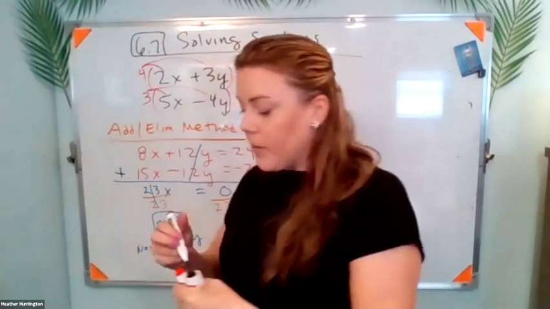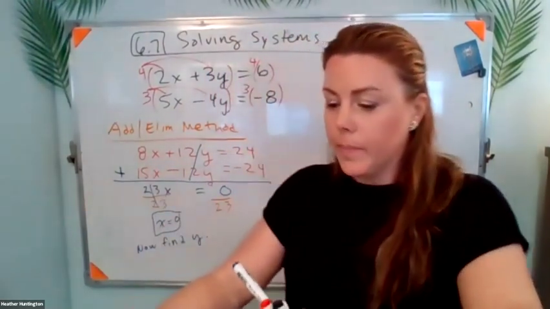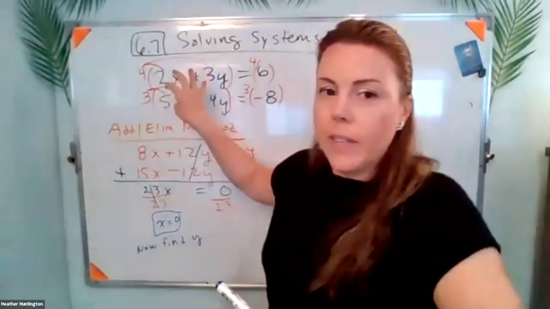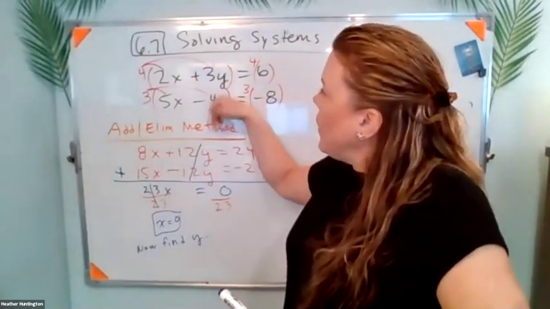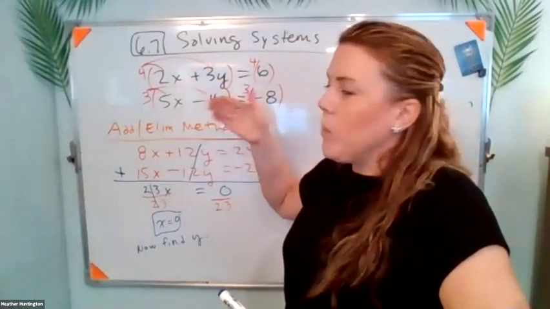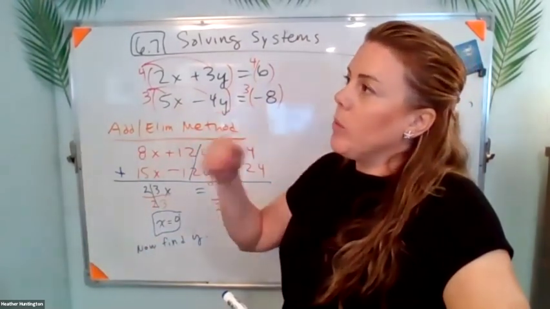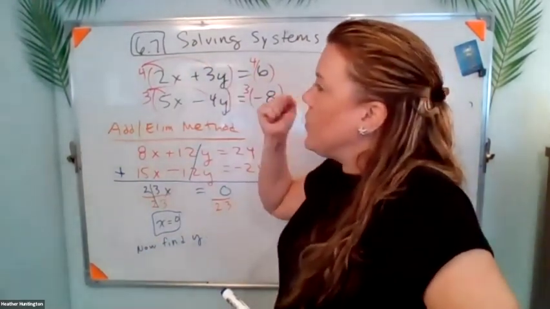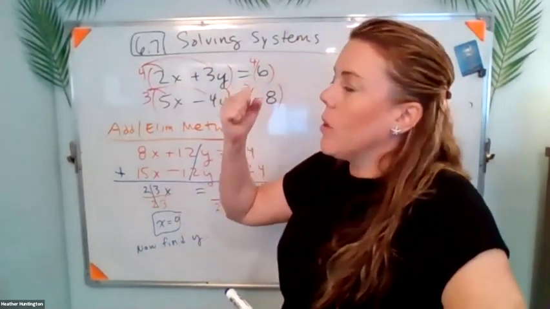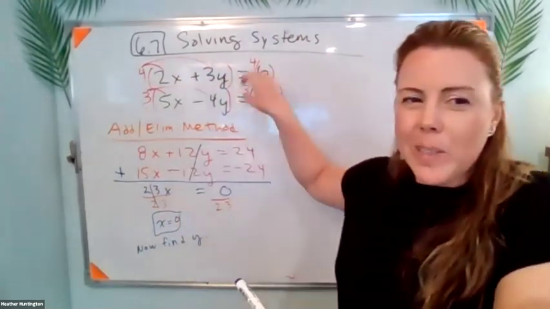They're all three methods can be simple. It depends on the problem that's given. So like with this one, the addition/elimination method would be the simplest way to do it. There are some other problems with the way that they're posed. It might be easier to do substitution or graphing. So it depends on the problem that's given.